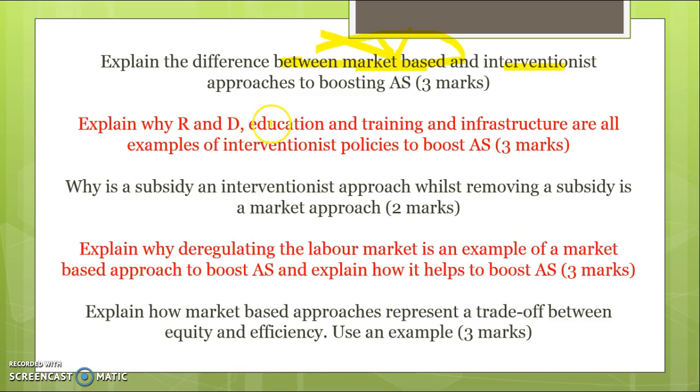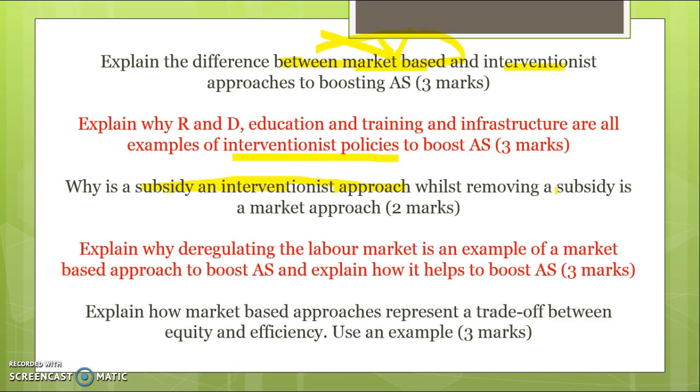Explain why research and development, education and training are all examples of interventionist policies. Explain that these all involve the government intervening in the market, producing basically through government funds, and then explain why they do this. They do this to try and promote positive externalities, because a lot of these things are under-allocated in the free market as producers don't consider the third party or external benefits of their transactions. Subsidies are an interventionist approach because they involve government intervention to try and boost supply, to encourage research and development or education, etc.